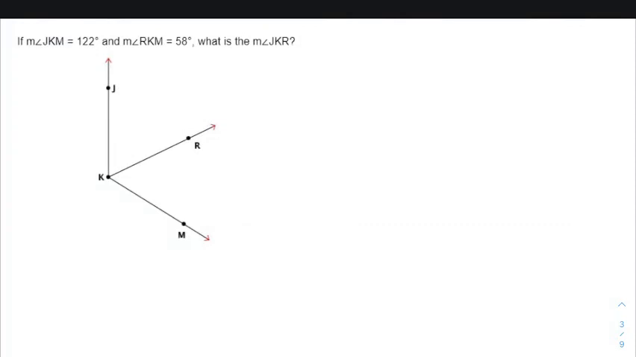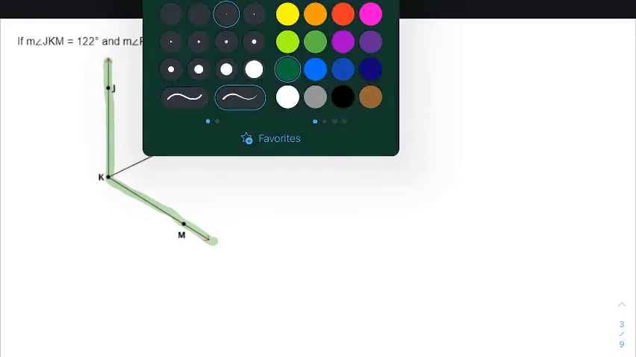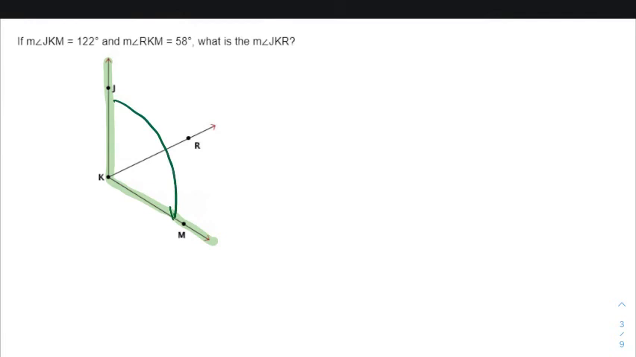All right, so now we have a different type of angle situation going on here. We have the measurement of the angle JKM equal to 122 degrees, and we also have the measurement of the angle RKM being 58 degrees, and we want to know what is the measurement of the angle JKR. Well, let's highlight a few things here. We have the angle JKM, so going from the point J through K through M, that's our big angle. So we can label that. This angle here is 122 degrees.